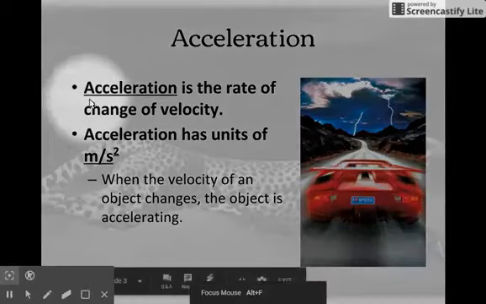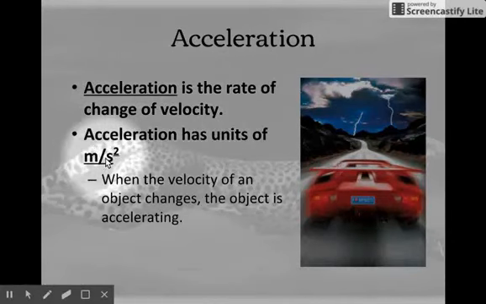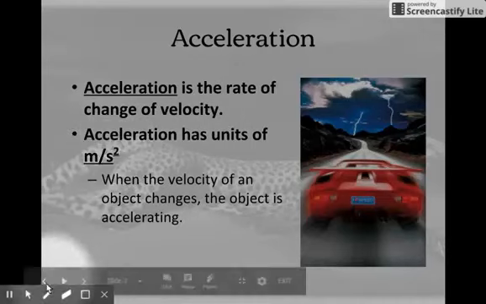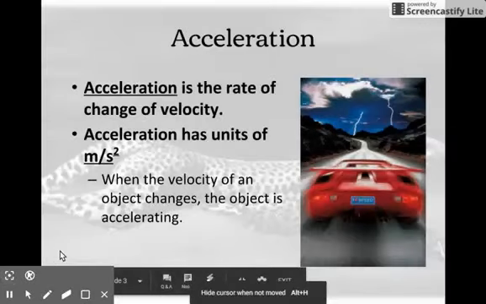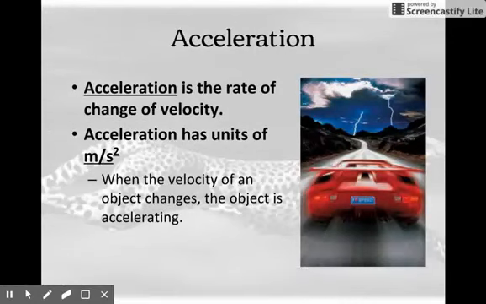So our definition there, acceleration is the rate of change of velocity. And acceleration has units of meters per second squared. So meters per second squared is the unit for acceleration. So when an object changes its velocity or changes its speed, it is accelerating. Whether that's accelerating in the positive, so speeding up, or accelerating in the negative and slowing down.